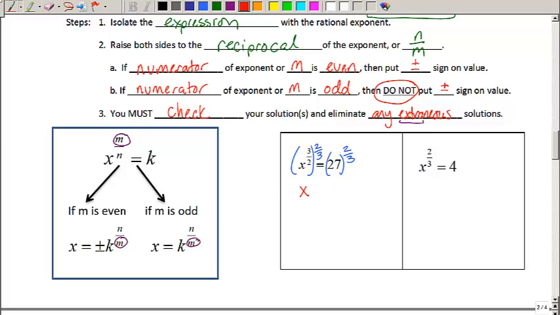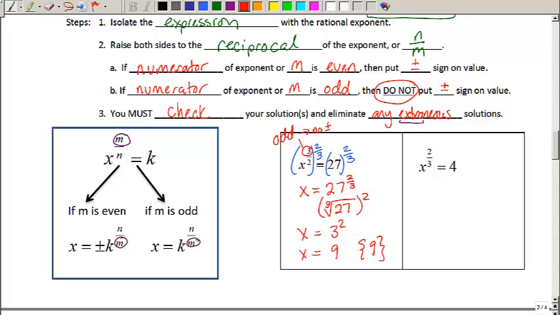Equals, do I have a plus or minus or not? Well, looking at the original equation's numerator, is that even or is that odd? Well, it's odd, so I have no plus or minus here. Therefore, the answer is just going to be 27 to the 2/3, but I have to reduce that, which is the cube root of 27 squared. The cube root of 27 is 3, and 3 squared is 9. So my solution is 9, although I have to check my work.